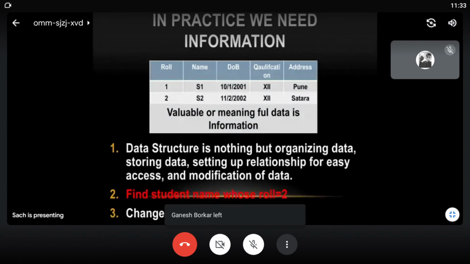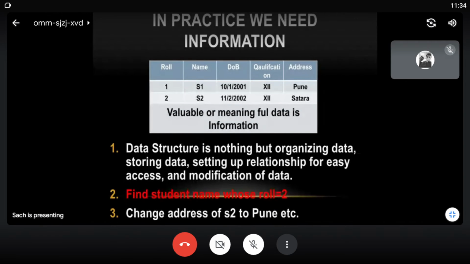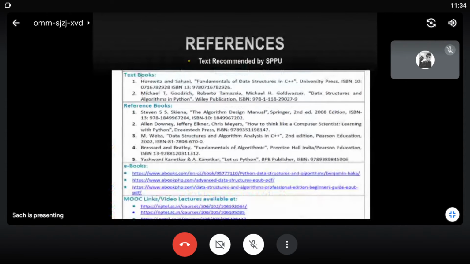Now let us move forward. Okay, this is as far as references is concerned. Now I'll share another screen over here.